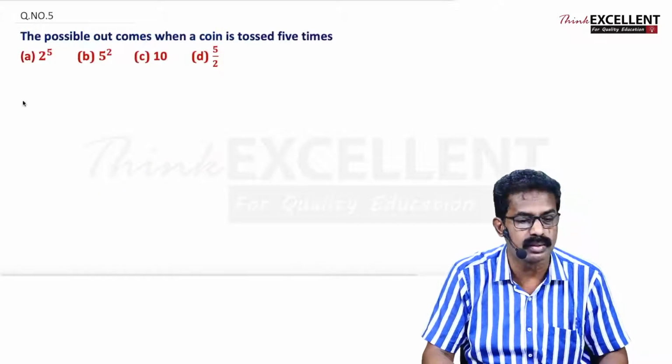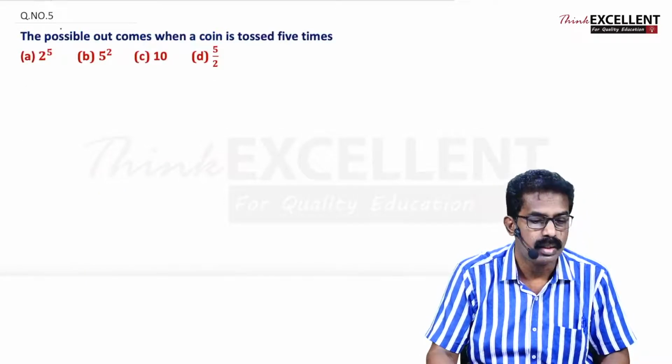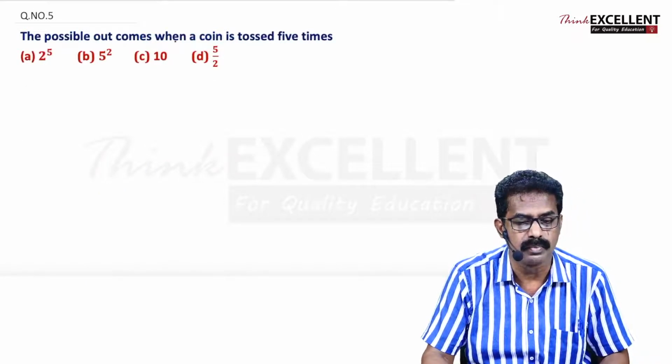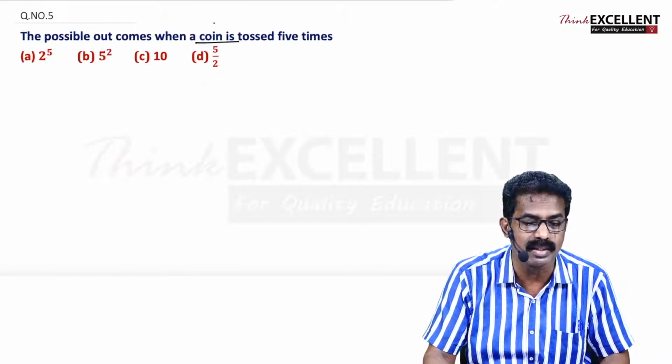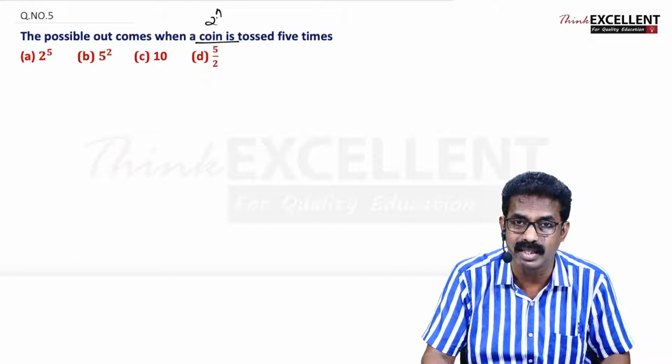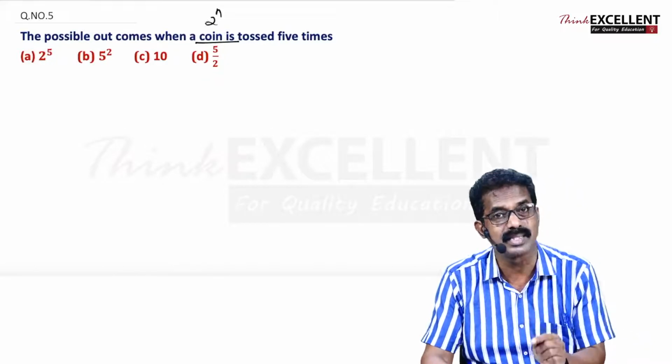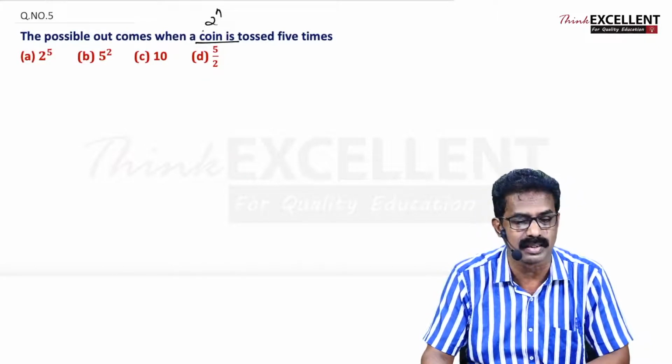Now let's move on to sum number 5. The possible outcomes when a coin is tossed 5 times. For a coin, it should come to your mind 2 raised to n. If it is a die, 6 raised to n. Already you have studied this in the lower classes.